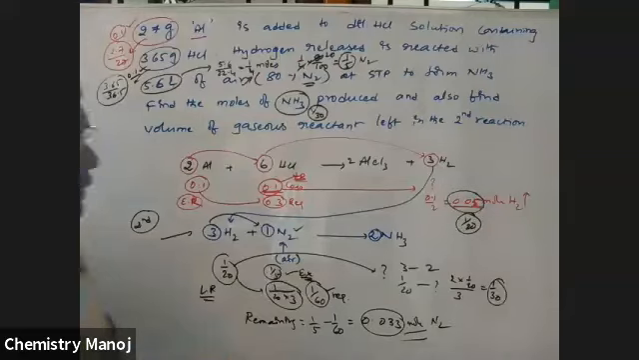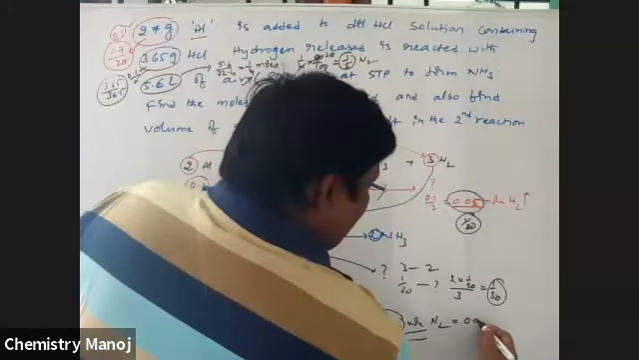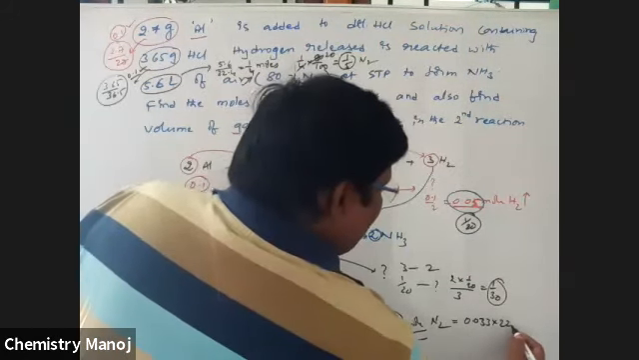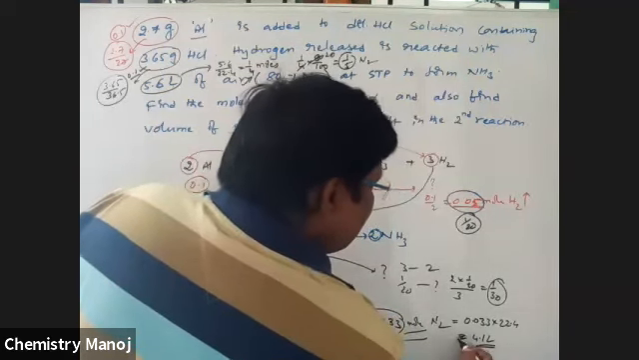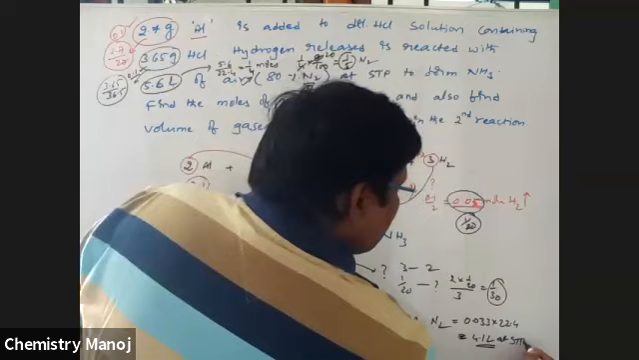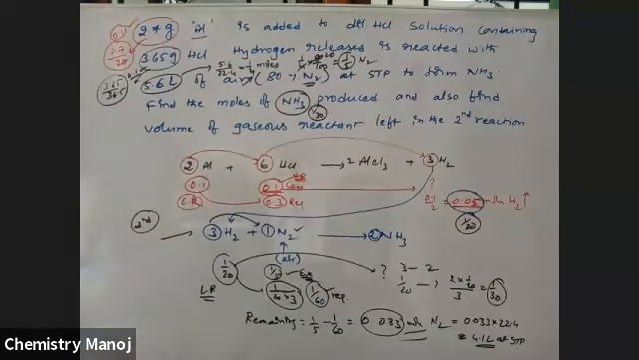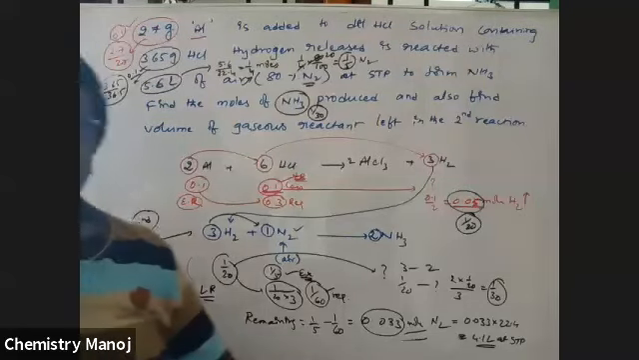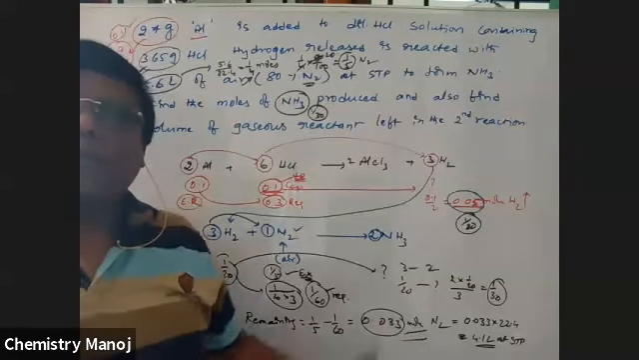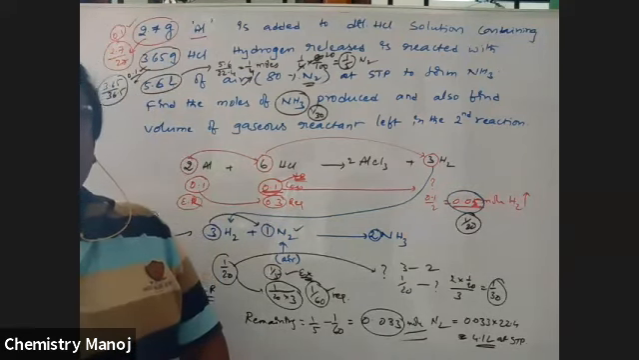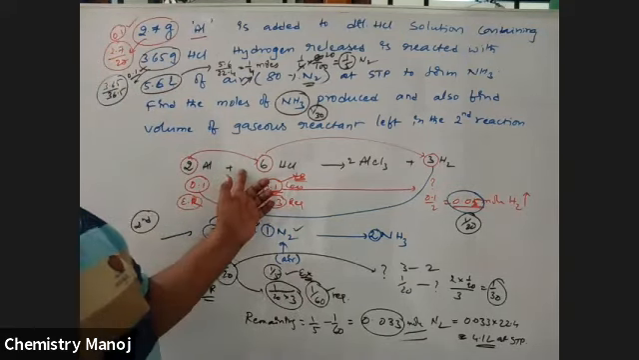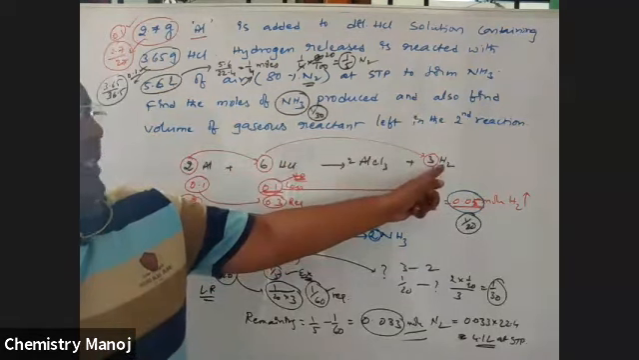Okay, volume. He has asked the volume, that is 0.033 into 22.4 liters. That is 4.1 liters at STP. Yes, correct. Boys, is this clear? So once again, this is the first reaction. This is the reactant, this is the product.